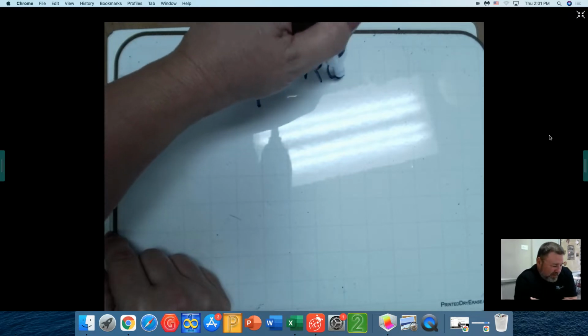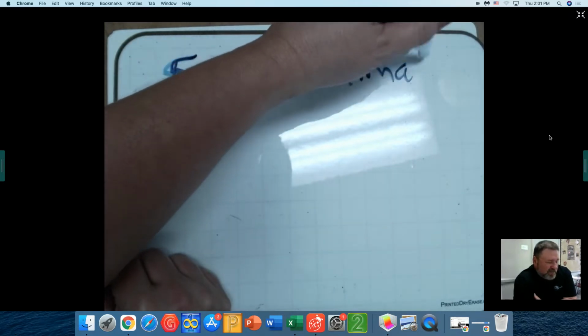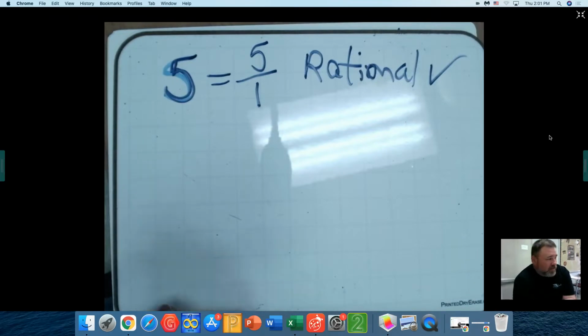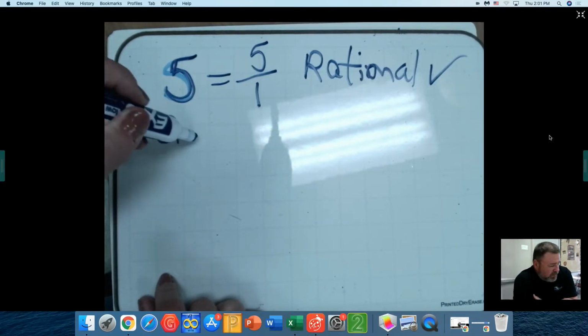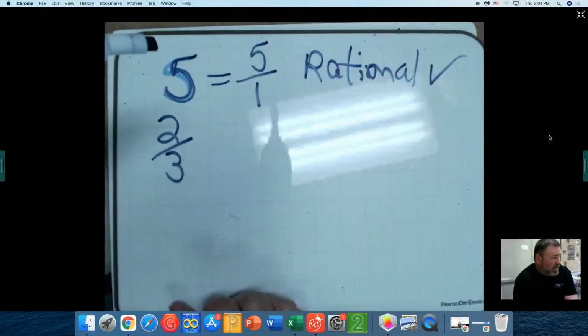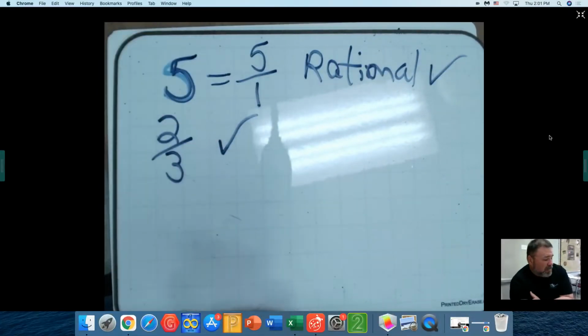Good. Okay. So if I can change it to a fraction, then I would have to say, yes, this is rational. Okay, so that's for a whole number. Now, what if I had 2/3? Okay, well, what I'm thinking right here is that that's already a fraction. And so if it's already a fraction, that means it's a ratio. And so, boom, don't I have a rational number there?